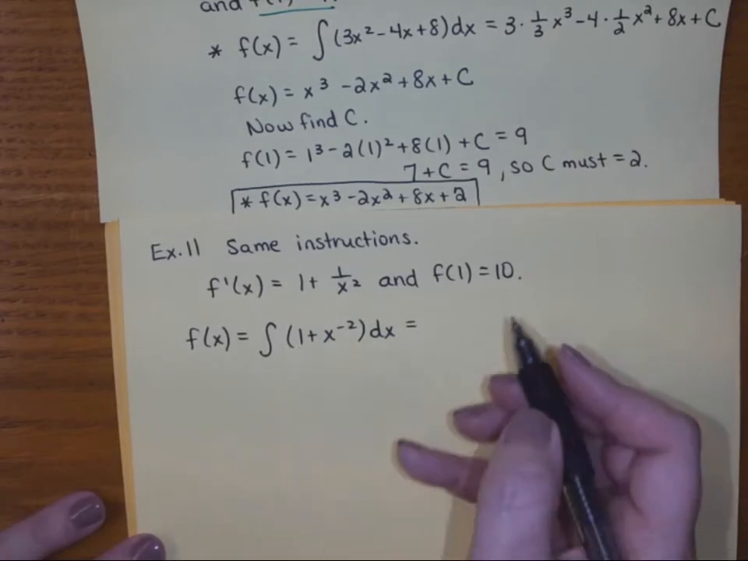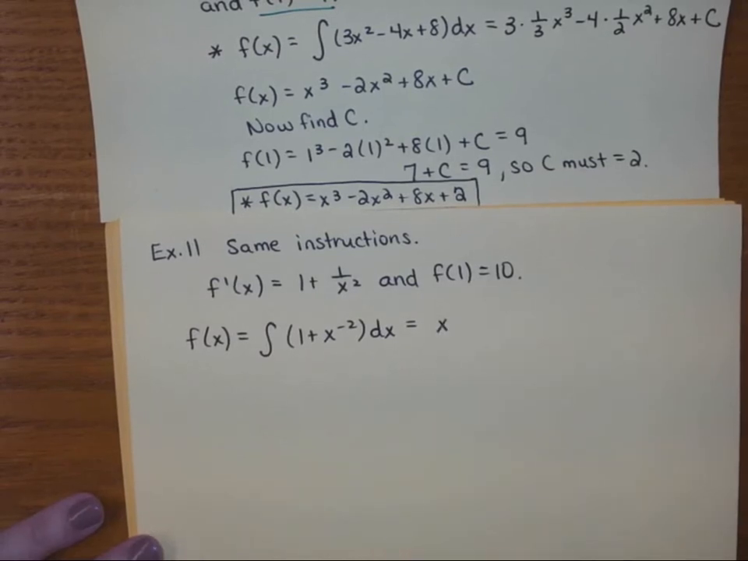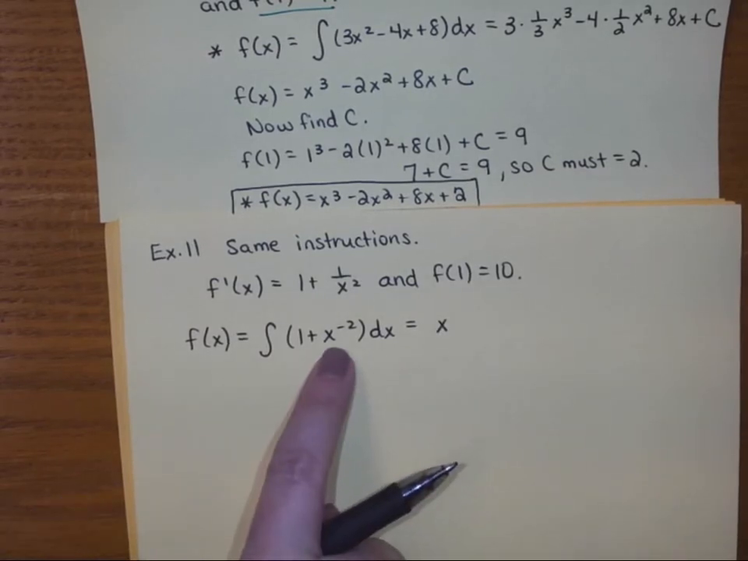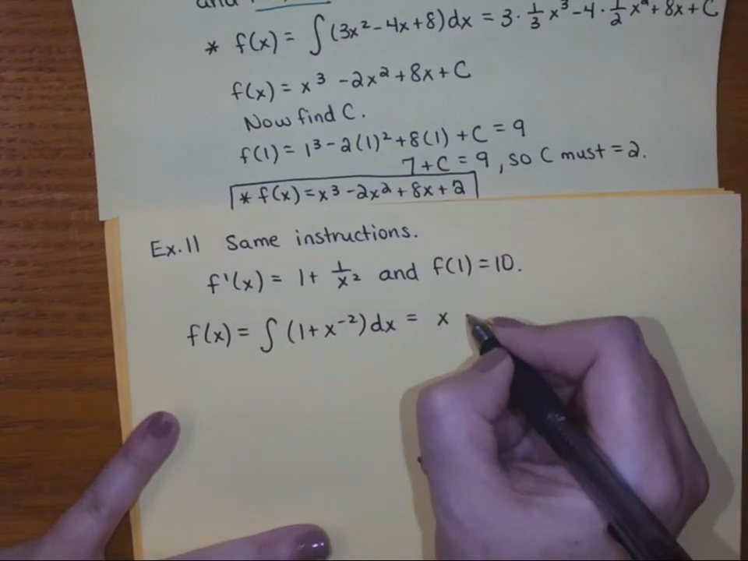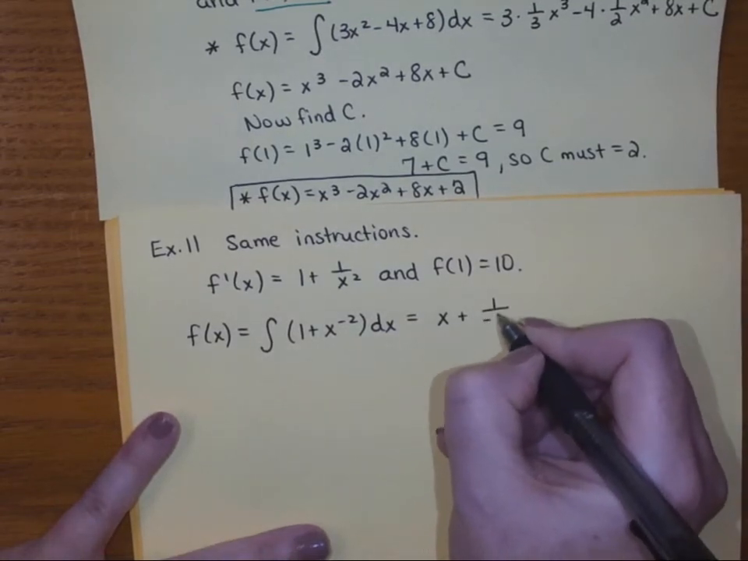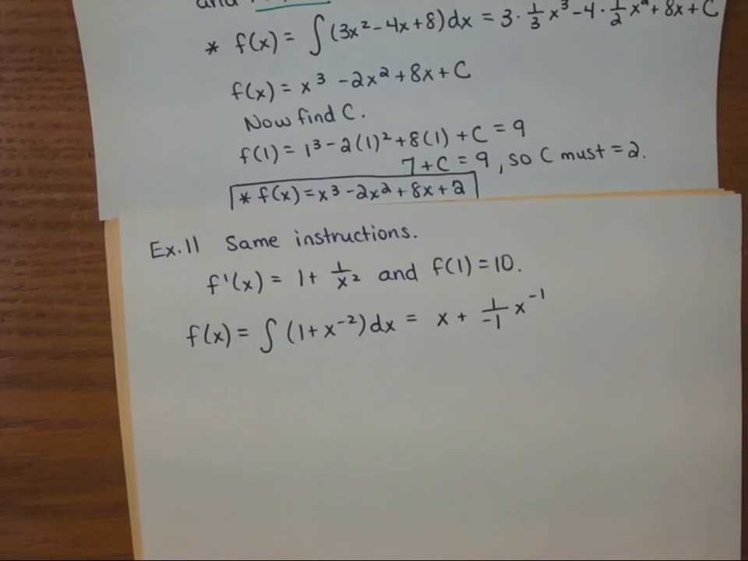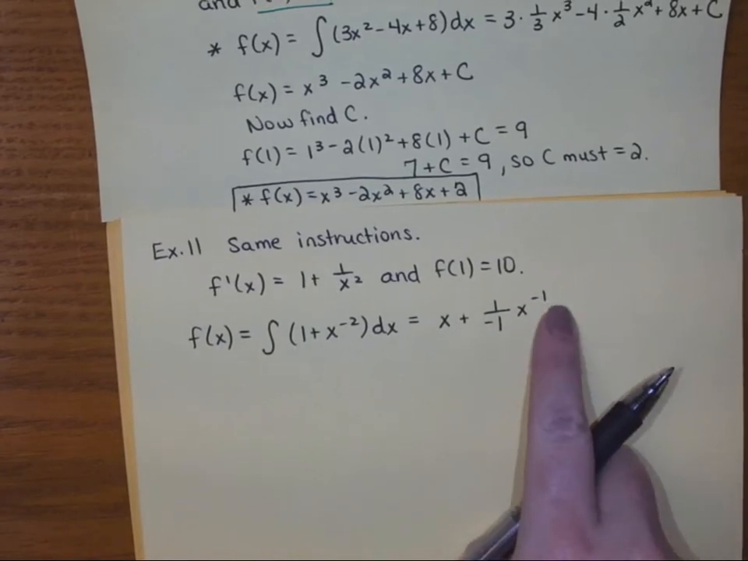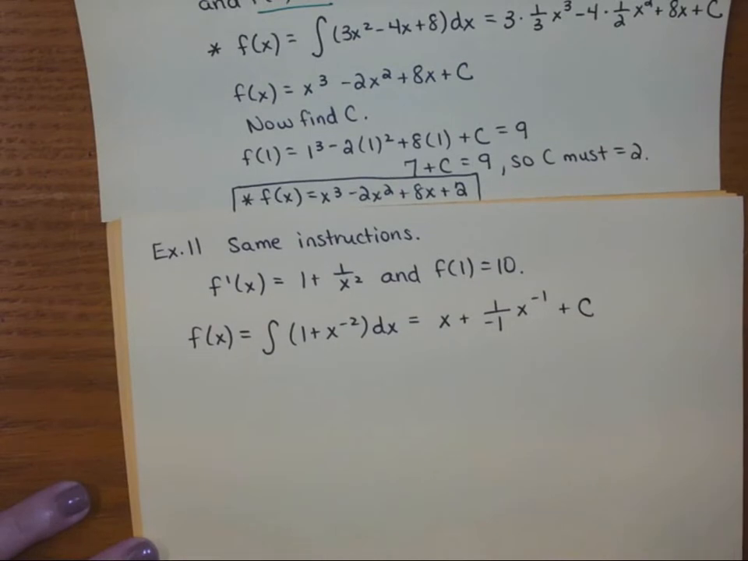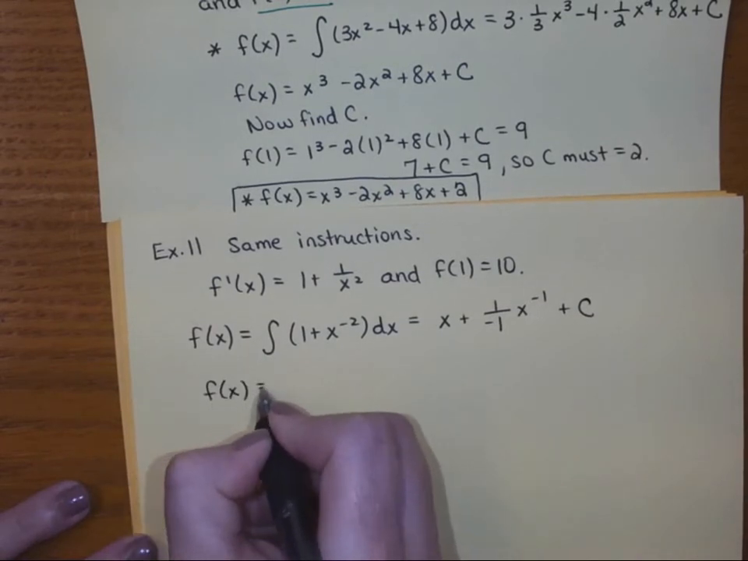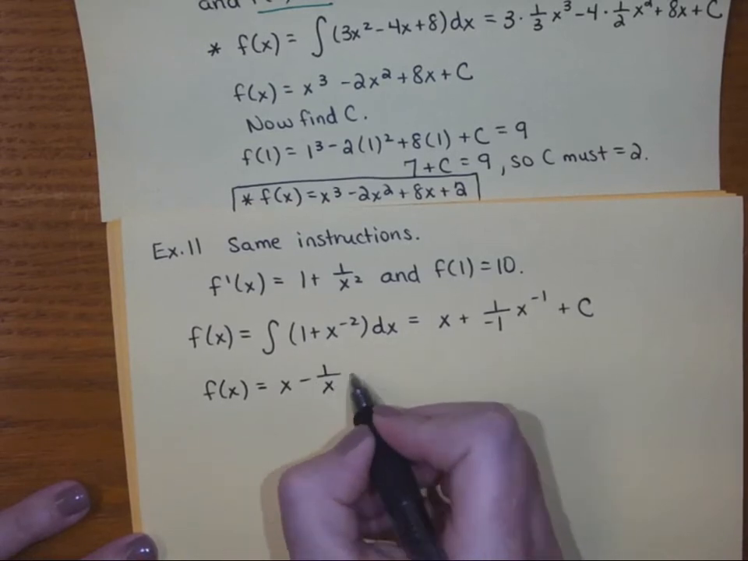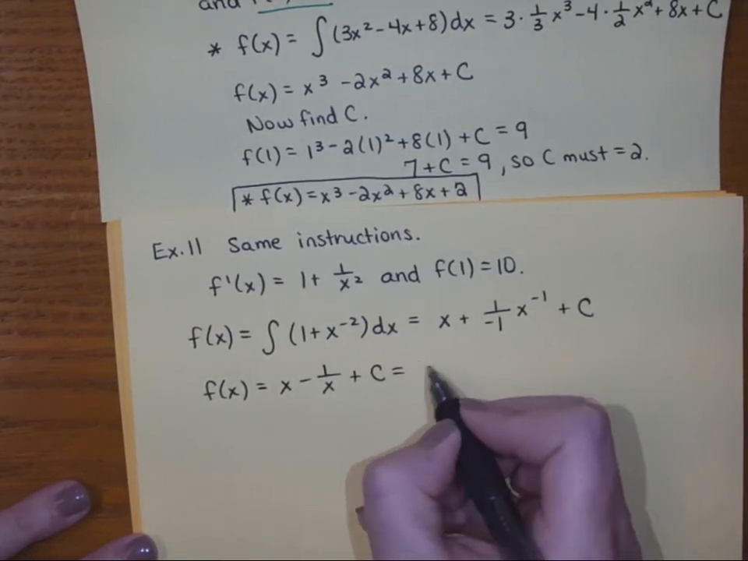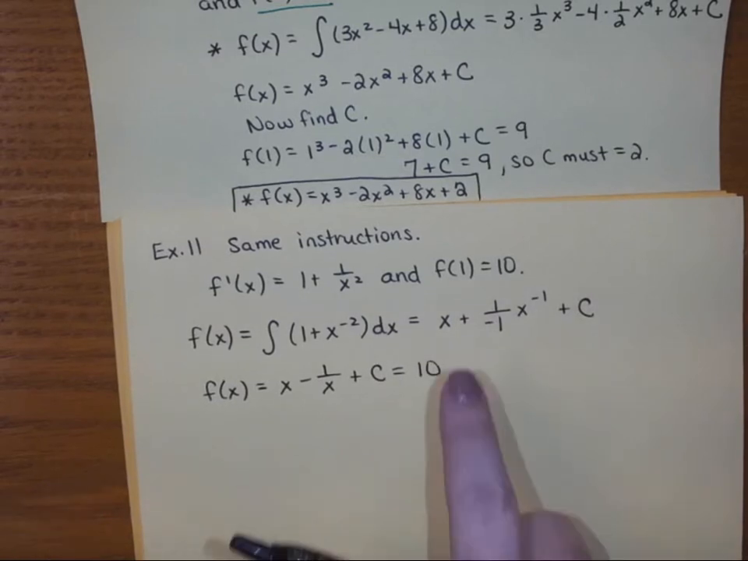The antiderivative of 1 is 1x. The antiderivative here, you just bump the power up by 1. Remember, the only time power rule doesn't work is if you have a negative 1 in your exponent. Okay, so if I bump the power up by 1, I'm going to get 1 over the new power, which is negative 1. So notice always repeats here and here, always, always. And then plus c. So I have a start to what f of x is. I know that it's x minus 1 over x. But then I have plus c, and that's supposed to be 10. Okay, according to this statement right here.